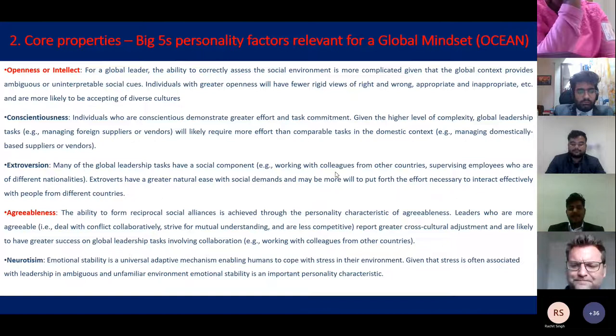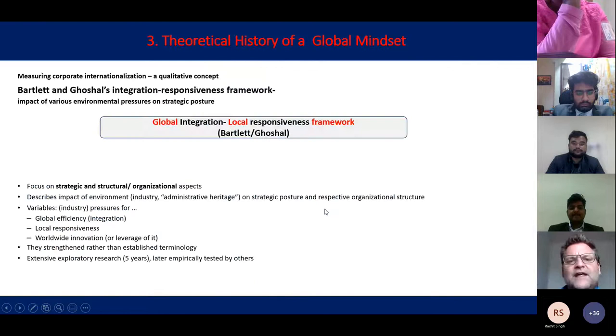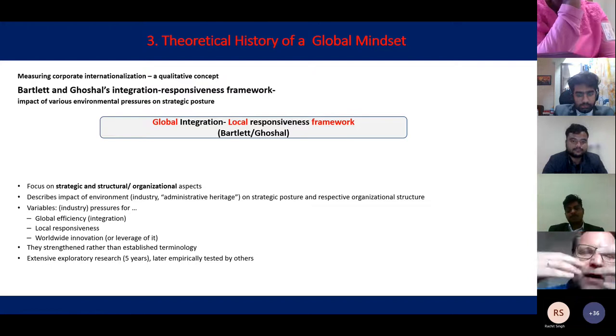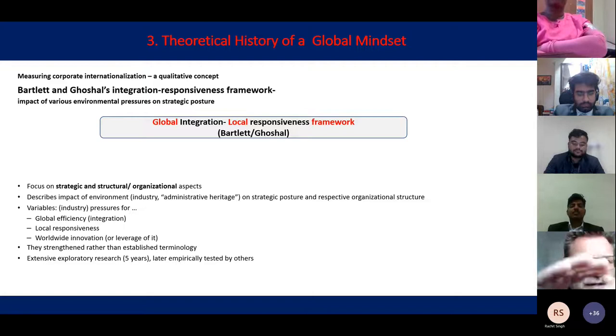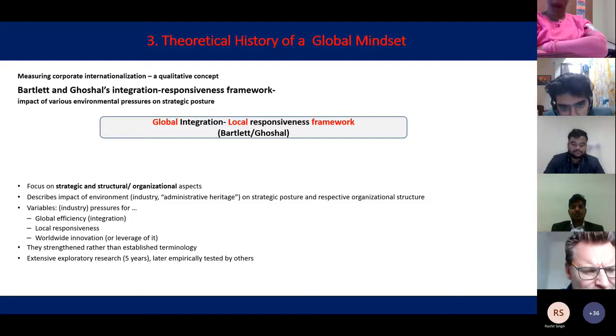So when we look at this history and at the theory behind the global mindset, I would like to give you a couple of theories. This is perhaps what we will do today and not more, so that you understand that different companies need a different mindset, and not everybody in the company needs a global mindset. In some areas it's good to have a higher value, but in others it's not really necessary.